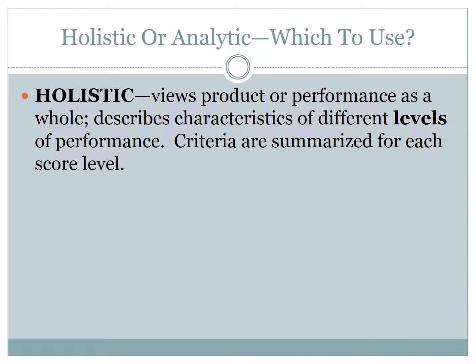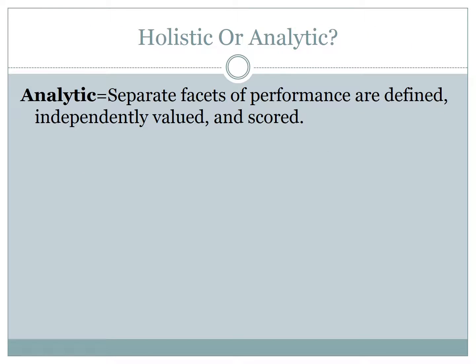As I said last week, holistic rubrics view products and performances as whole and describe characteristics of different levels of performance, and criteria are summarized for each score level. An analytic are more separate. All the criterion are each in their own rows and scored separately.